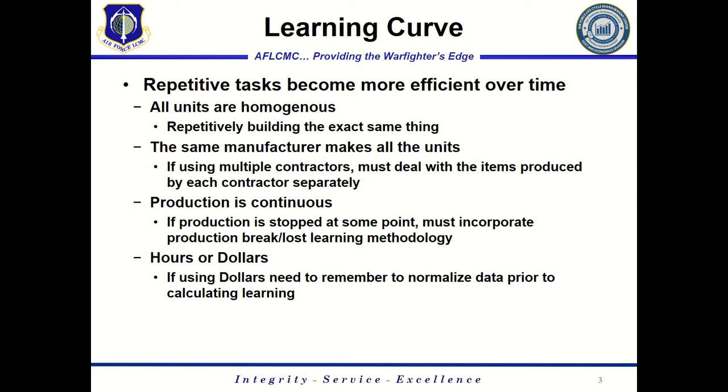The same goes for anything when you're building something, when you're bending metal, when you've got hands-on labor. As long as all the things that you're doing are homogeneous, meaning you're doing the same thing over and over again, as long as the same manufacturer makes all the units. Obviously, you wouldn't use a learning curve in cost estimating if you're using multiple contractors or you're producing things in different sectors or different types of things. Again, we also want to make sure the production of those things is continuous.